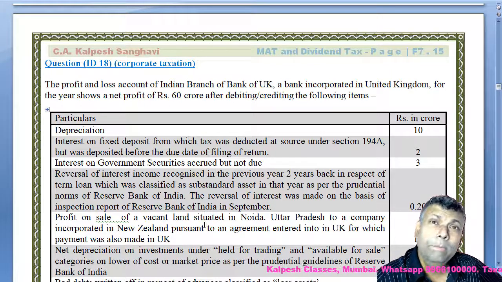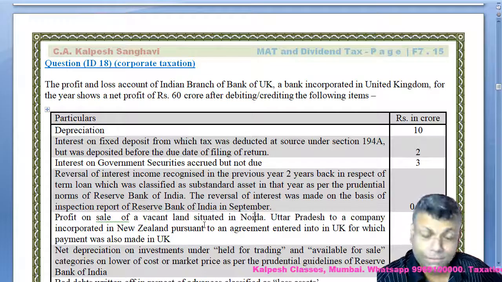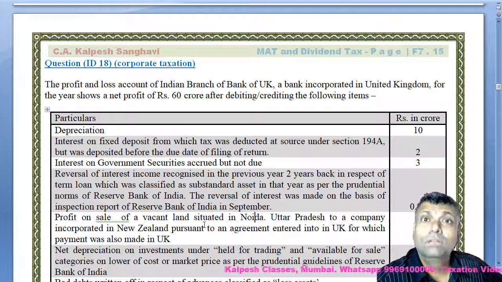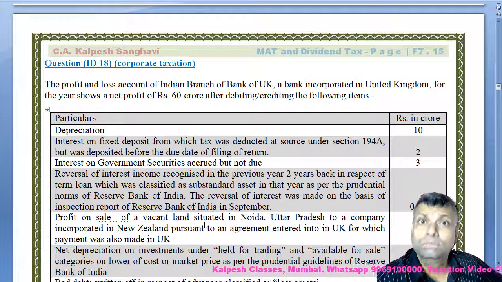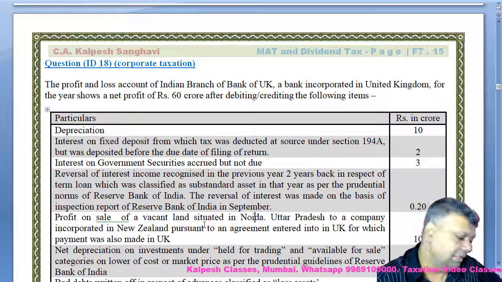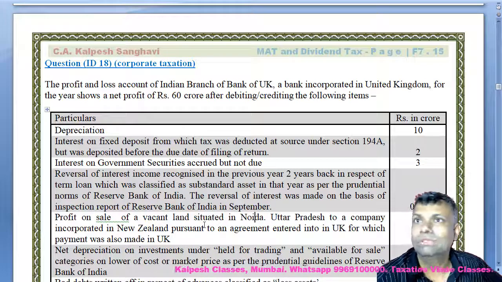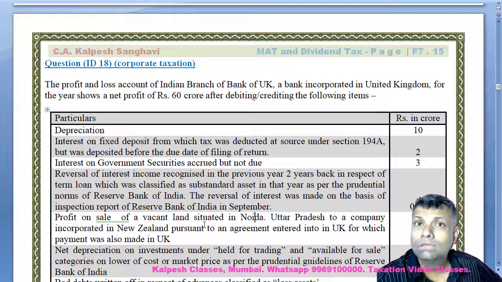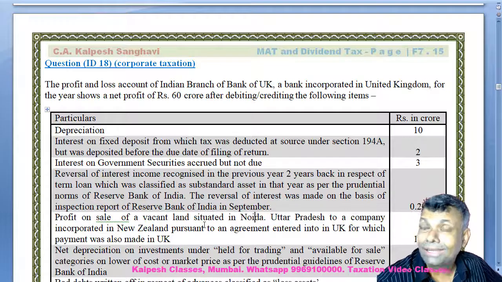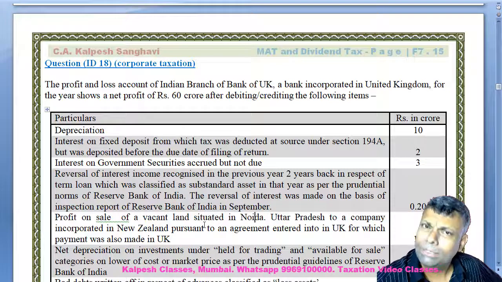There are going to be many extra concepts, many extra words and new terms that will come. The language of this particular question, like 'as per the prudential norms of the Reserve Bank of India', is something you might not have experienced in the previous questions. So it could matter.